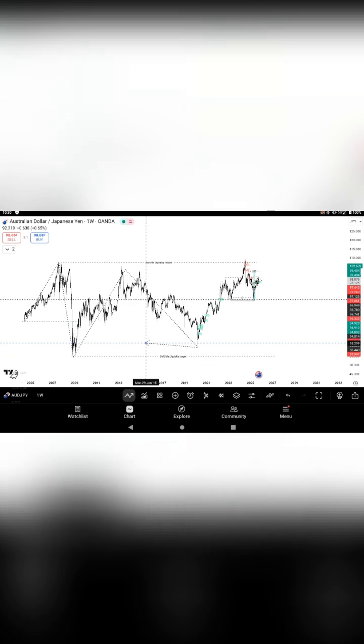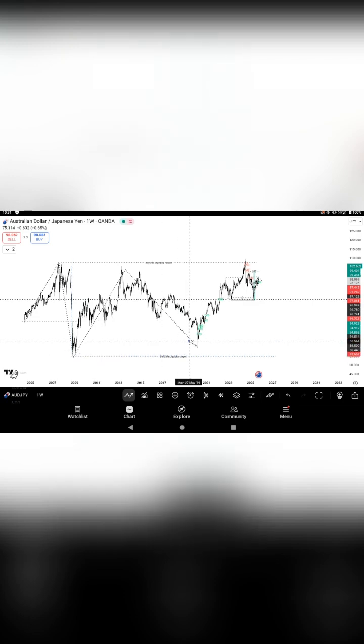Now, let me repeat that again. Look at this low. This low created this high, and this high was meant to take out this last high here. But it didn't take it out. Then that high created this low. This low failed to take out this last low here.